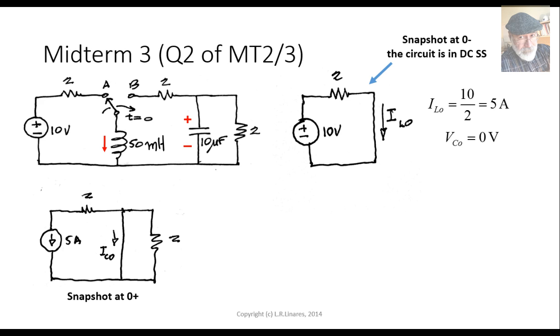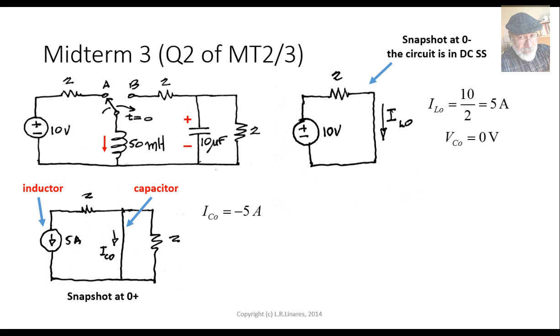Now the next step, what was that? Oh, snapshot at 0 plus. In there, the inductor is represented by a current source with the initial value of its current, 5 amps. And the capacitor is represented by a voltage source of 0 volts. That is, in this case, by a wire. This wire, that is the capacitor, right? A 0 volt source. Yeah, not to waste a good source, we use a wire. In there, I'm going to compute IC0, the current in the capacitor at 0 plus. Why? Because that is the only value I really need.